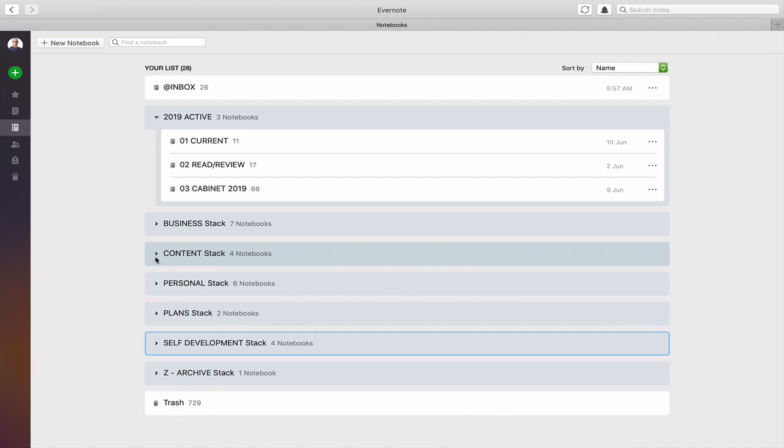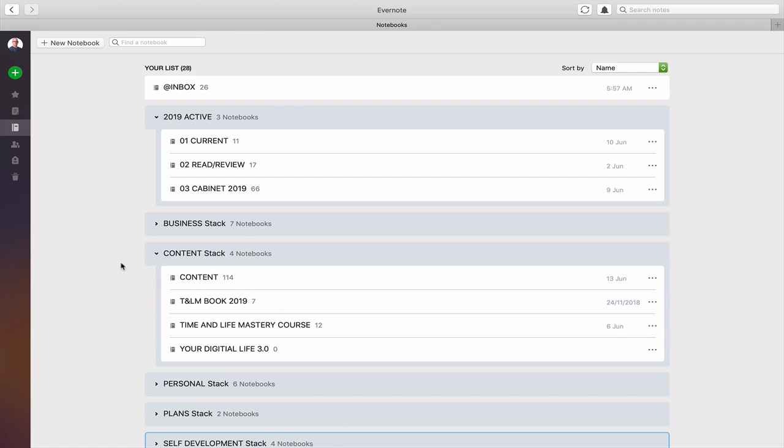Likewise, for my content stack, I realized I wanted to keep it outside of this new structure, simply because the content is related to my blog posts, these YouTube channels, my newsletters, and the podcast, and I want to keep them all in one place. Also, the Time and Life Mastery book that I'm writing at the moment, on and off. I wanted to keep that separate because it's an active project at the moment.